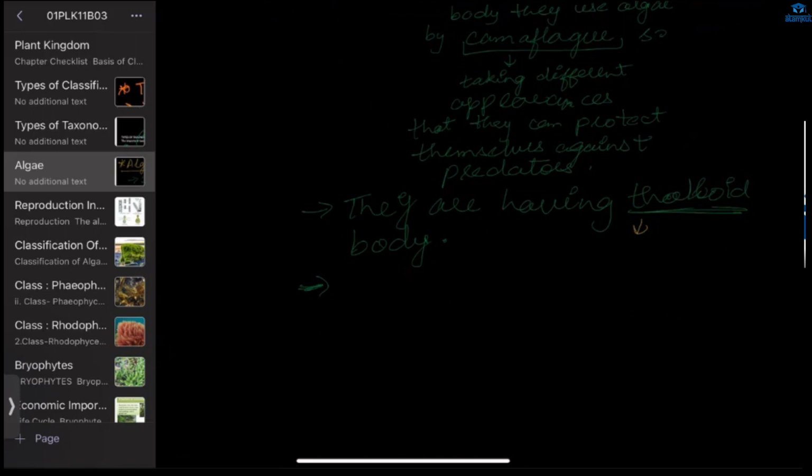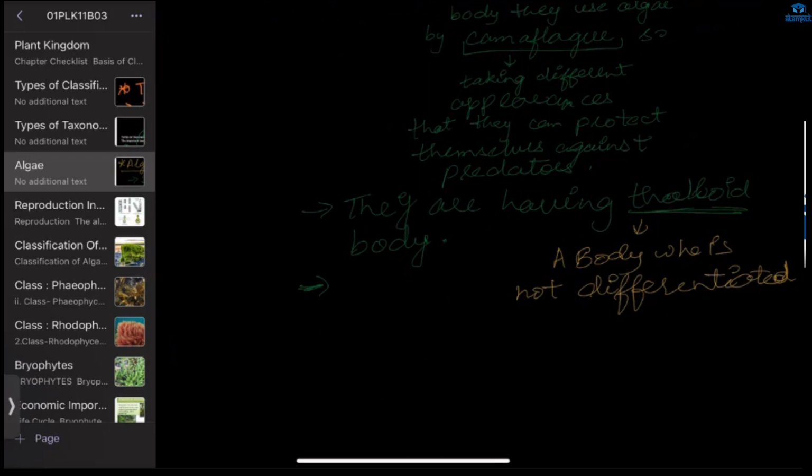So thalloid body is what? A body which is not differentiated. That body is called as what? Thalloid body. Like if we take our body as an example, our body is fully differentiated into hands, legs, eyes, ears, nose. So these algae's body is not differentiated into any form. We cannot find root, we cannot find stem, we cannot find any leaves there. So it is having thalloid body structure.